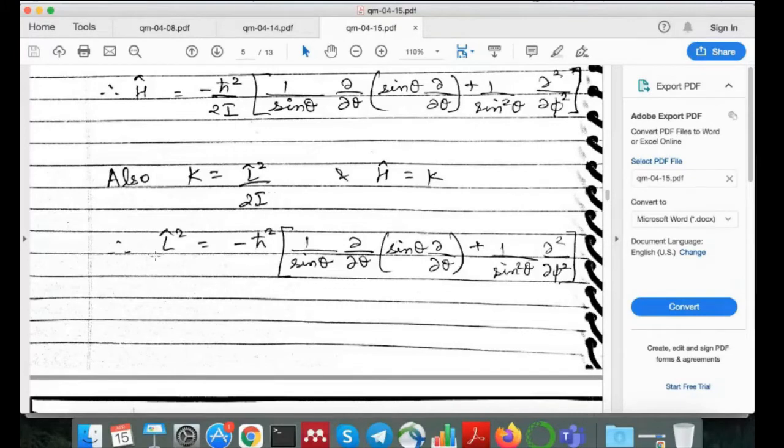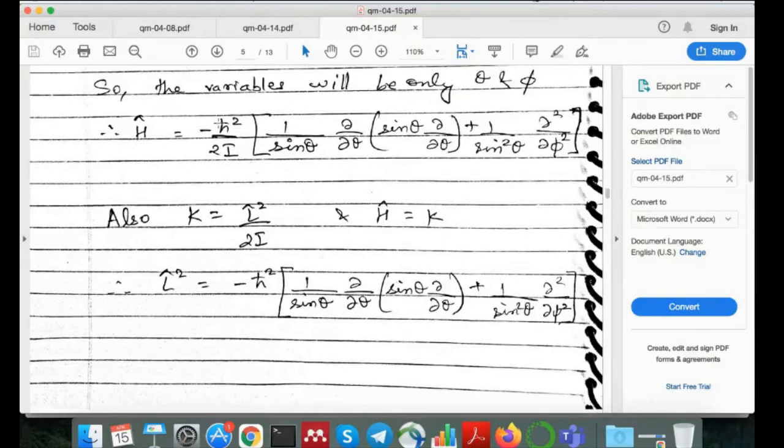So in that case, your L square operator is also basically this operator. You can see the difference between the Hamiltonian operator and the L square operator. The only difference is that in the Hamiltonian you have a divided by 2I here, and in L square you don't have that divided by 2I. Everything else is the same. So whatever eigenvalue you get using the Hamiltonian, the same kind of eigenvalue you're going to get for the L square operator also.